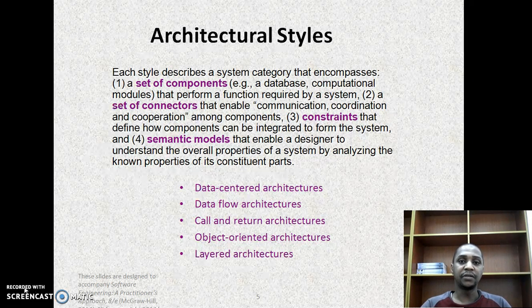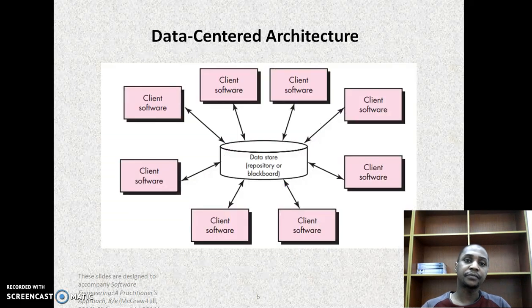Although there are many styles that have existed since 1960, we have the following taxonomy of styles. These are data-centered architectures, data flow architectures, call and return architectures, object-oriented architectures, and layered architectures. We can see the designs in the subsequent slides.